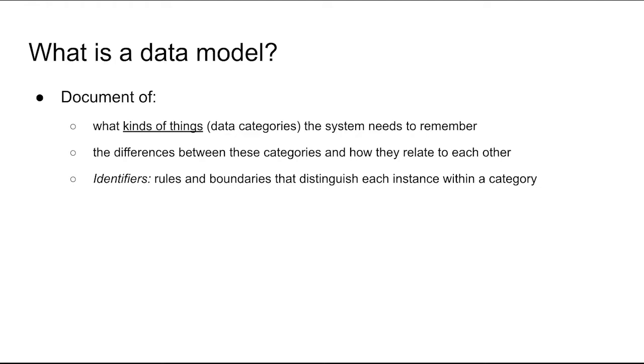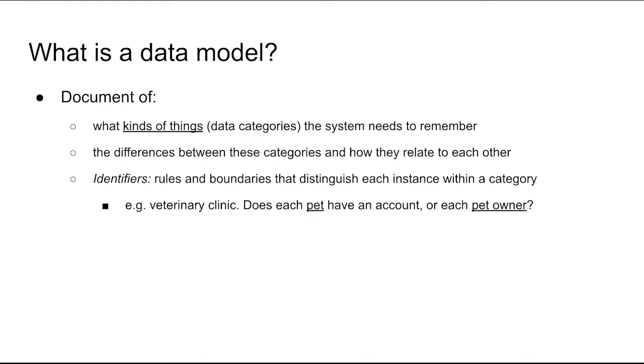Now, identifiers is a topic all by itself that will take us weeks to cover in depth, but just to give you a simple example, imagine you're building software for a veterinary clinic. Your customers are pet owners. Does each pet have an account, or does each pet owner have an account? What do you think? Does an account belong to a pet or a pet owner?